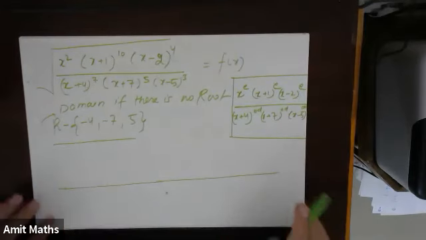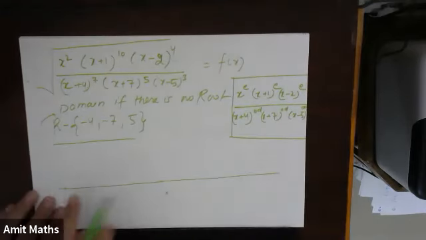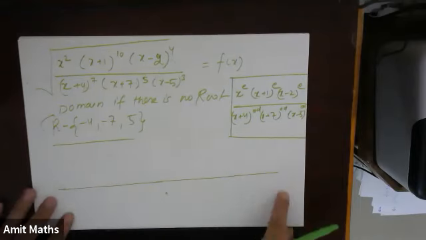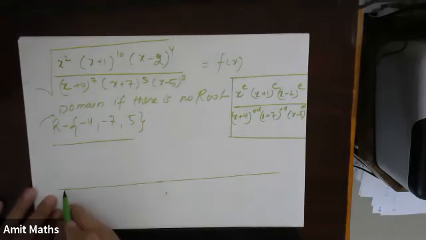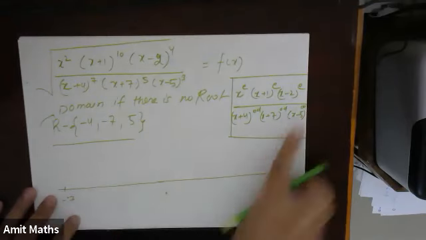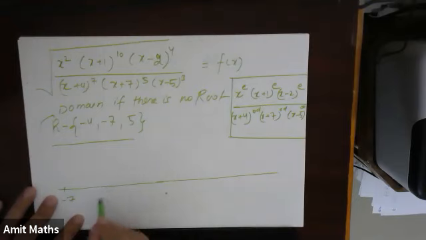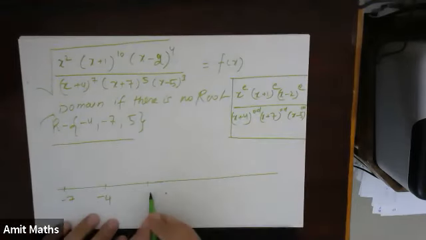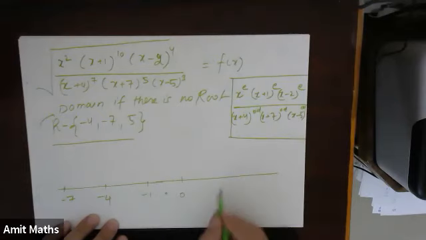Okay. Now, the first thing I will do is plot the critical points in ascending order. If I plot the critical points in ascending order, the first point I was getting was -7, then -4, then -1, then 0, then 2, and then 5.